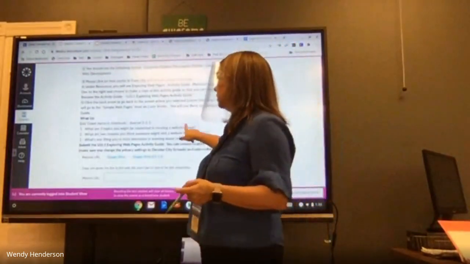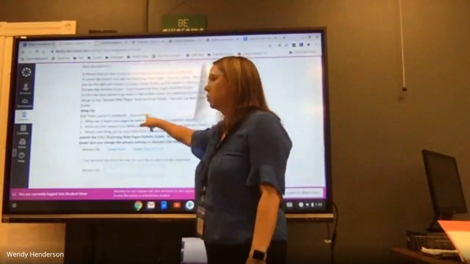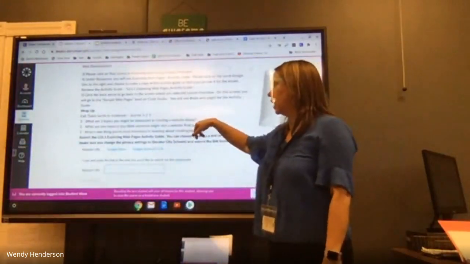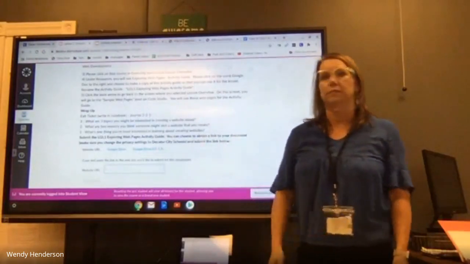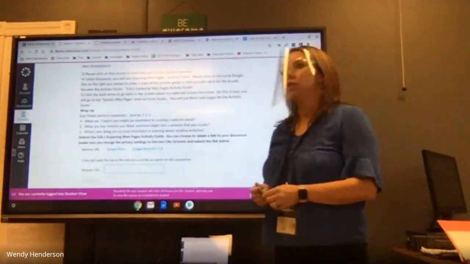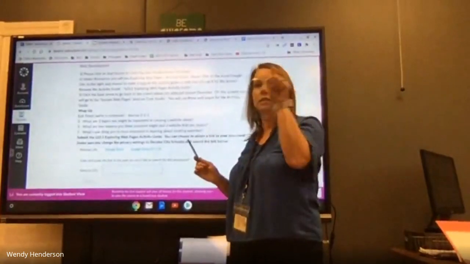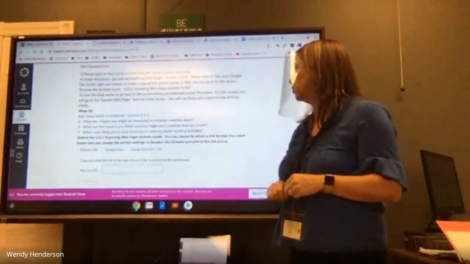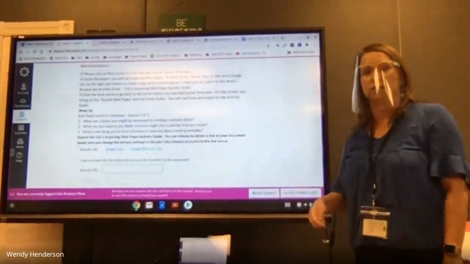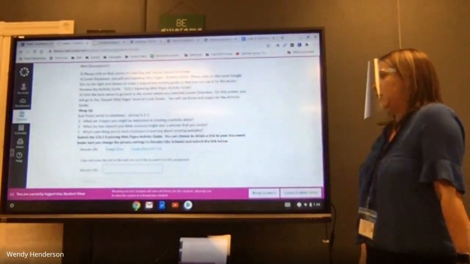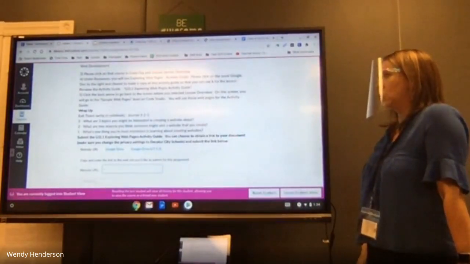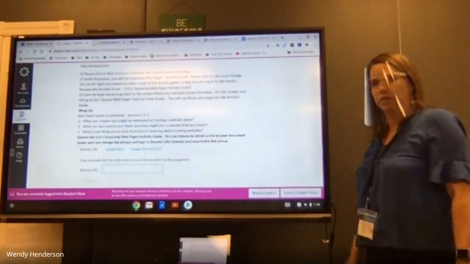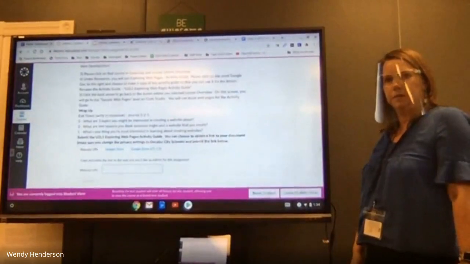So in your notebook, this is going to be a journal 321. It's on the board over there, or you can look at it right here. What are 3 topics you might be interested in creating a website about? Do we have to write the question? No. Just do a 3 dash and tell me 3 things you might want to create a website about. Tell me 2 reasons you think someone might visit a website you create. And then 1 thing that you're most interested in learning about creating websites. So you can just do 3 dash, 2 dash, 1 dash, and just give me your responses.